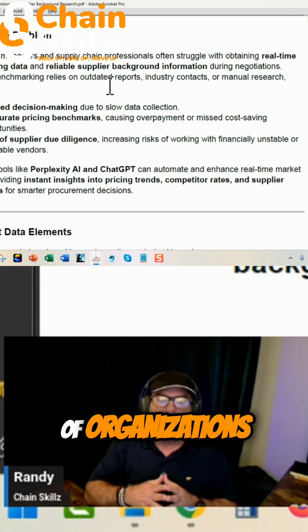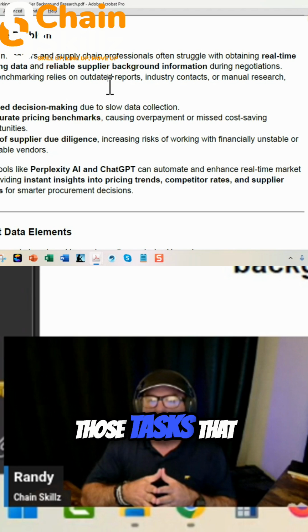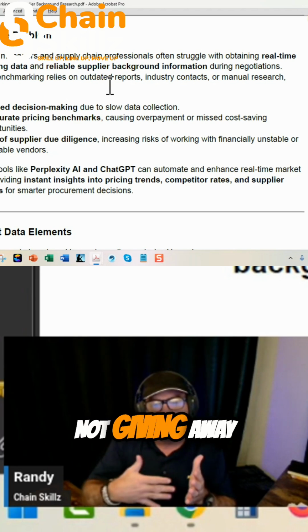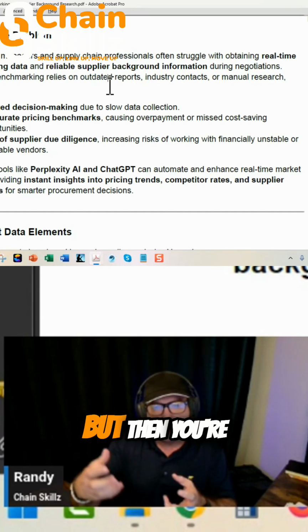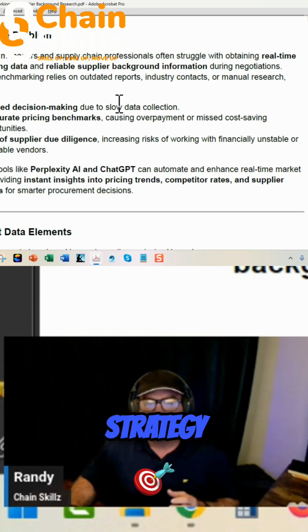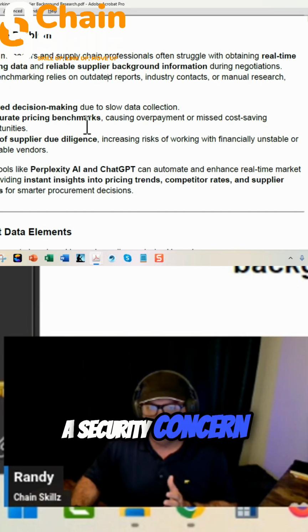Now, I know a lot of organizations are also concerned about security. This is one of those tasks that you can use these public GPTs for because you're not giving away confidential information. You're doing market research that then you're going to take and put together, right, to build out your negotiation strategy. But at this point, you're just collecting data. So there's really not a security concern here.